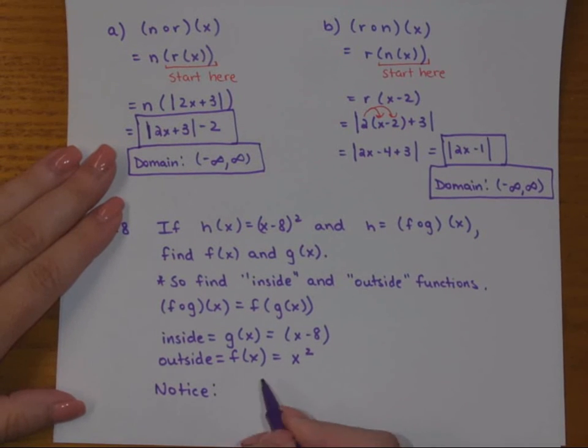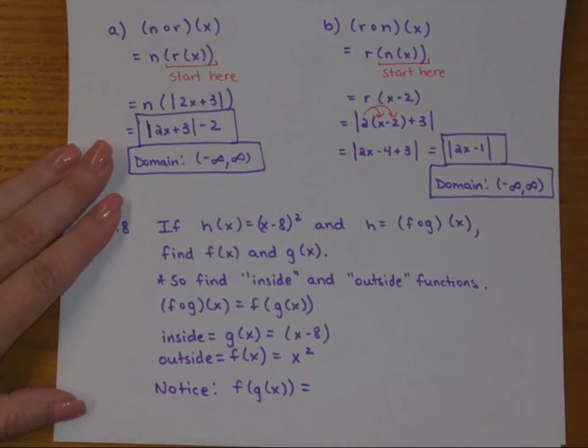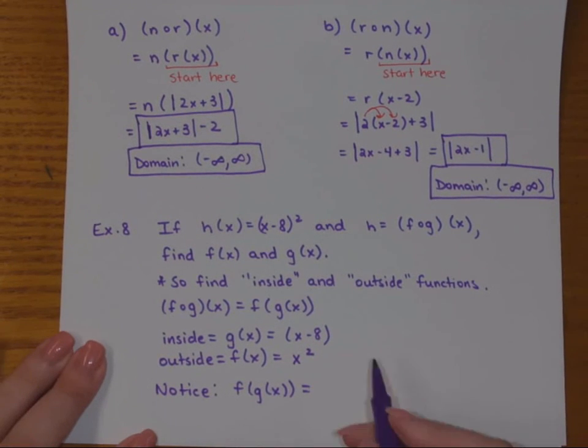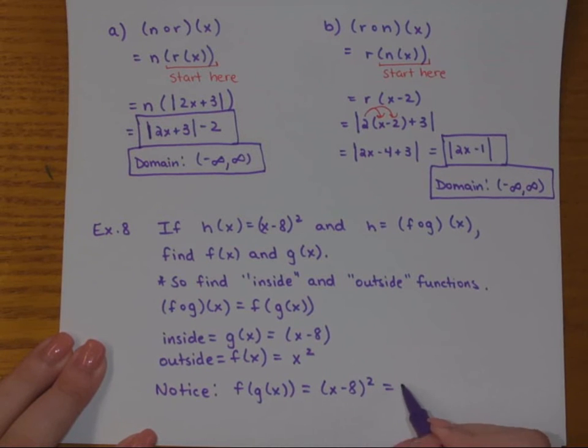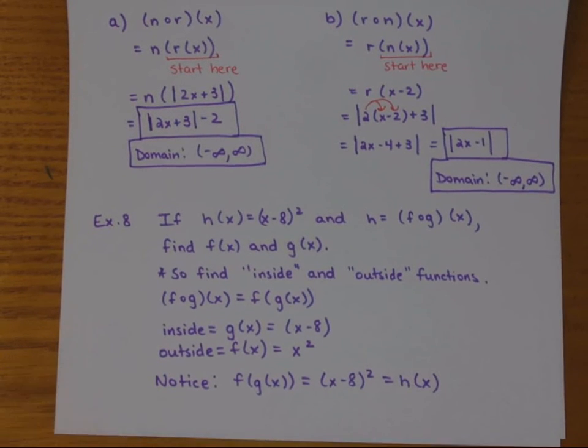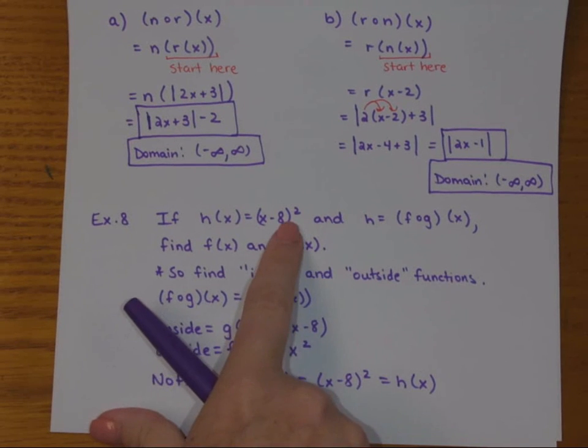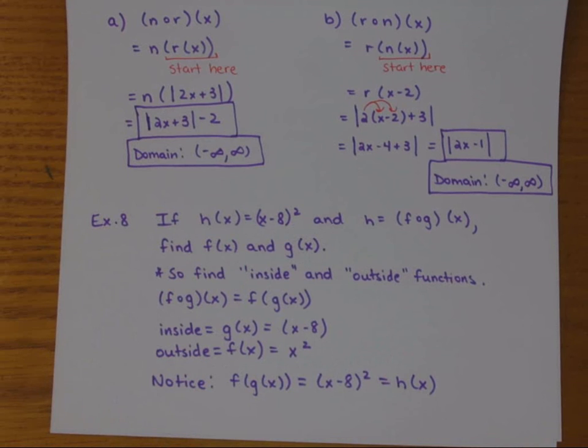Notice that f of g of x would be, for us to stick this inside, literally (x minus 8) squared, which is the same thing as h of x. So I think the inside function is pretty easy to pick out. For the outside function, you just have to think about what's happening to the inside thing. And what was happening to the inside thing was it was being squared.